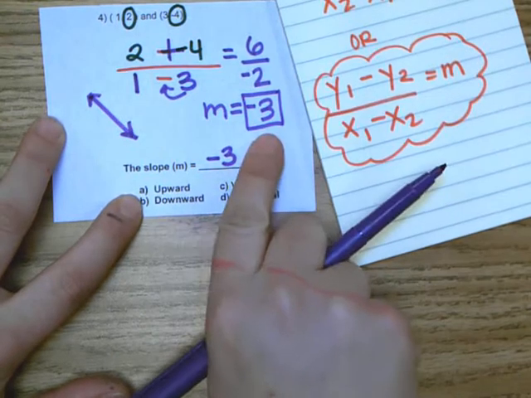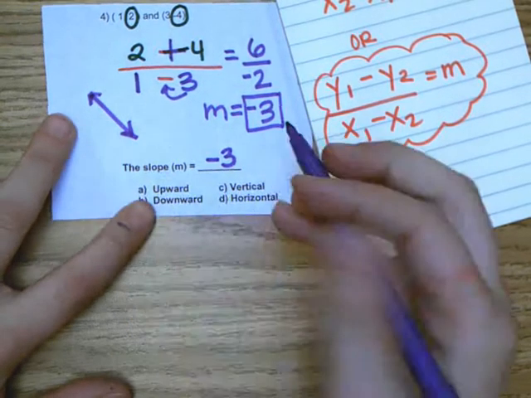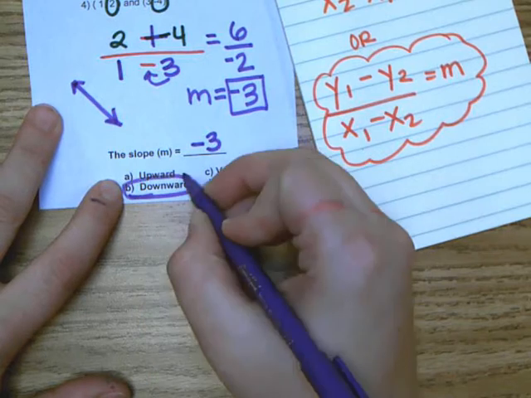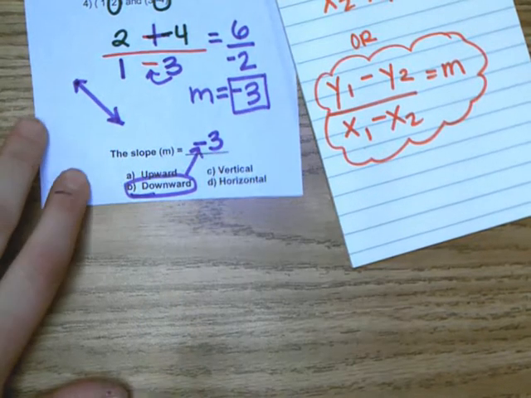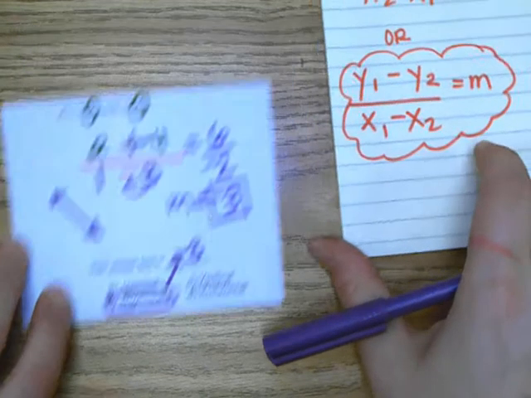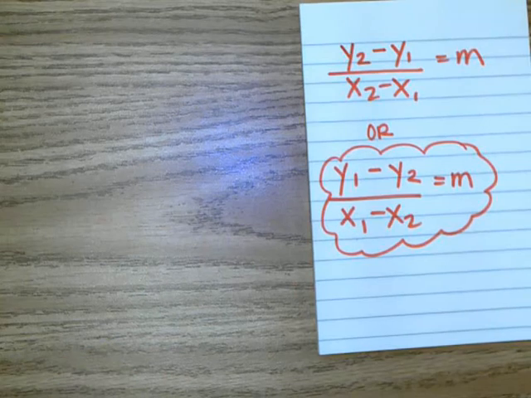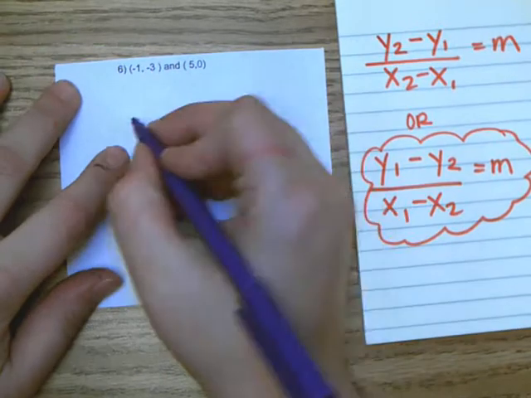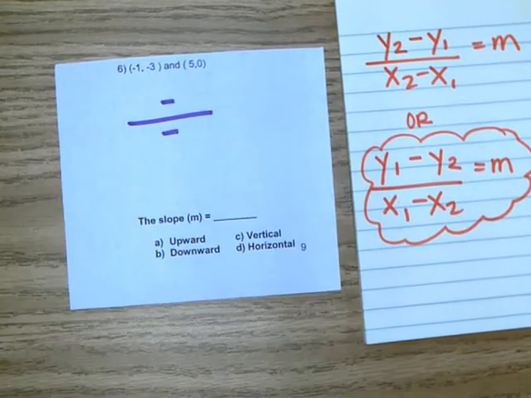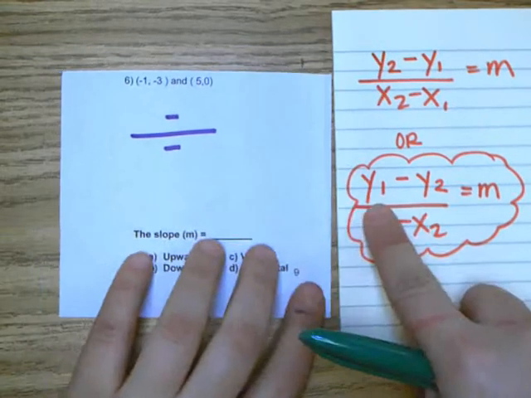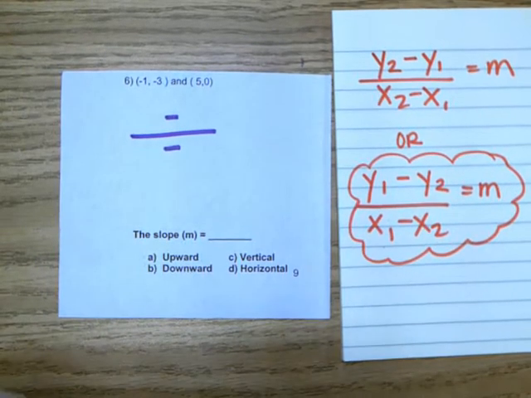So if the slope is negative, that means from the left to the right it goes down. So that is what this slope would kind of look like. So it's going downward because the slope is negative. Okay, we got 2 more to go.